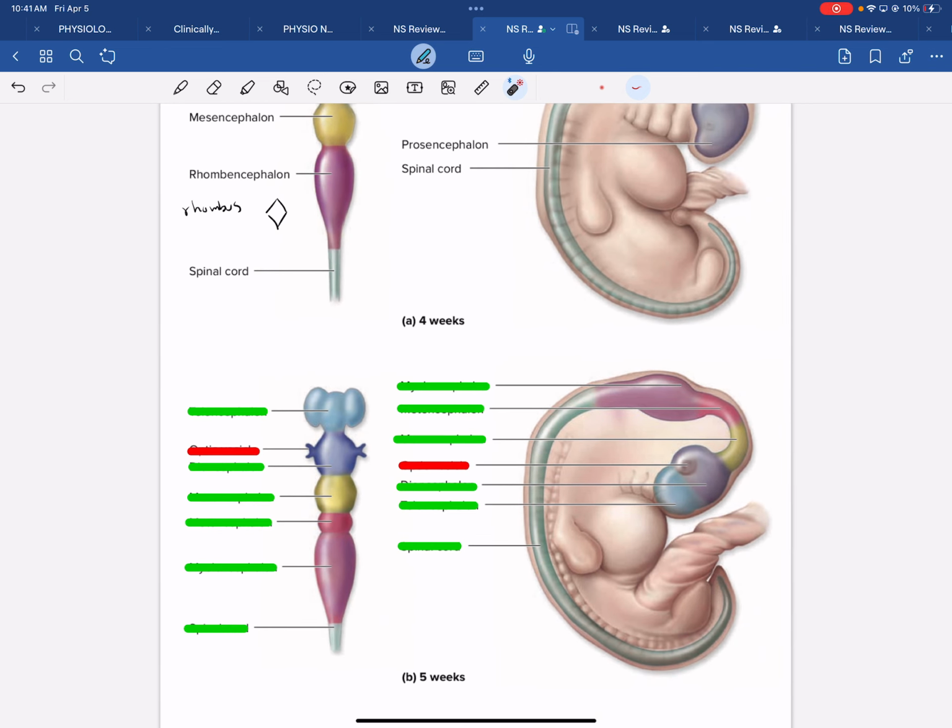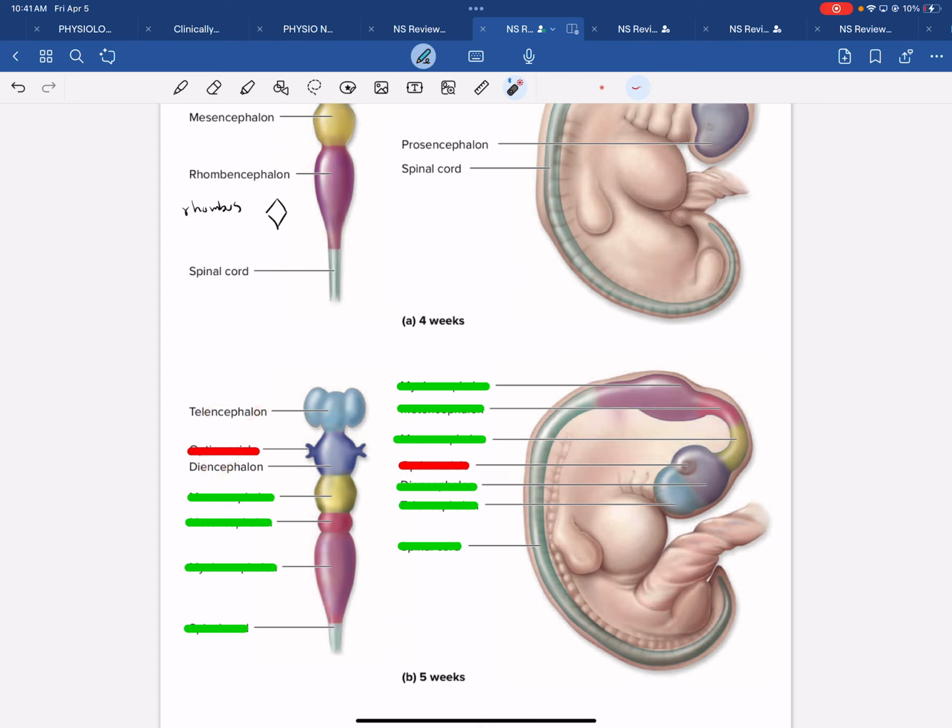So what's the name of this secondary vesicle? The telencephalon. Good. And the telencephalon turns into which adult structure? Not the diencephalon, the cerebrum. Good. What about this region though? Good, that's the diencephalon. So both of those are derived from the prosencephalon.